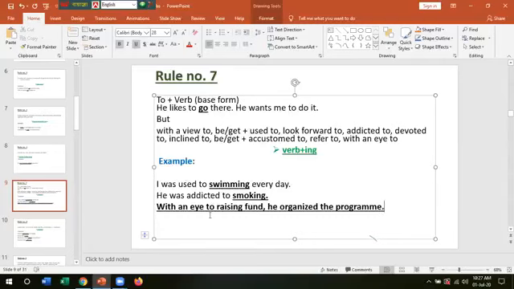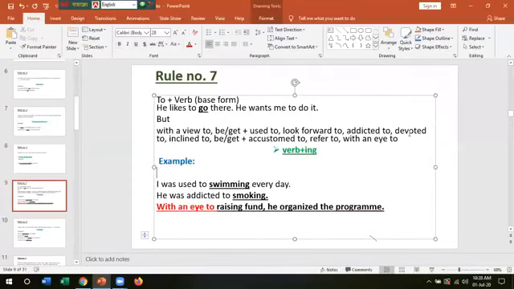Here you see, with an eye to, there is to. If we follow the first rule, then to plus verb. It was supposed to be with an eye to raise fund, but that will be incorrect. Since there is this phrase, with an eye to, we have used verb plus ing. This is the rule. Though there is to, we will use the ing form of verb as if there is with a view to, be or get plus used to, look forward to, addicted to, devoted to, inclined to, be or get plus accustomed to, refer to, with an eye to.